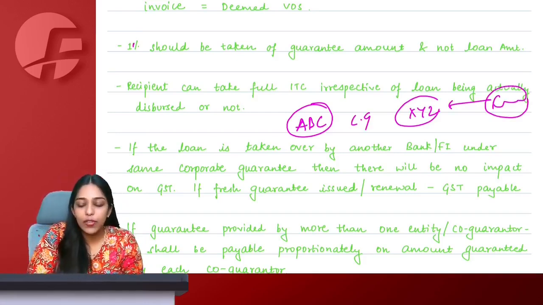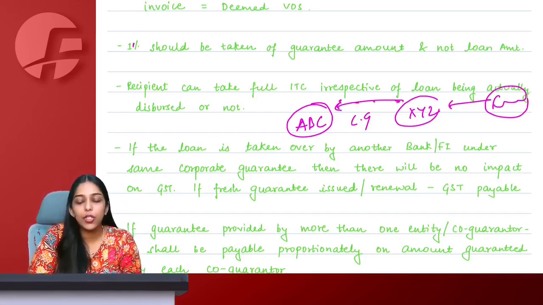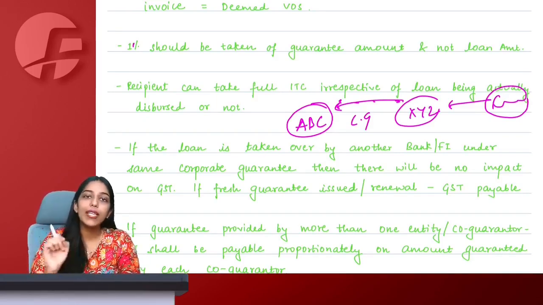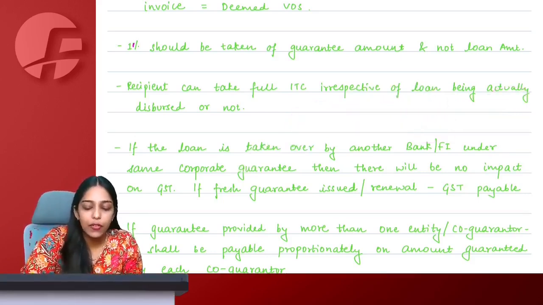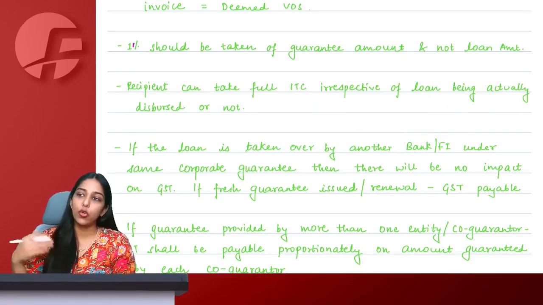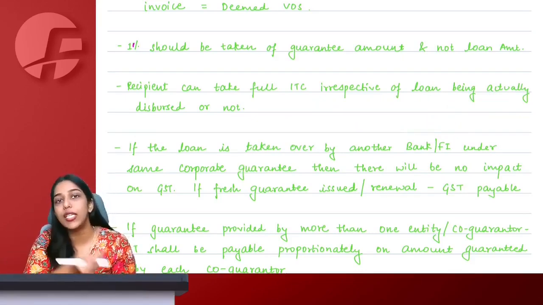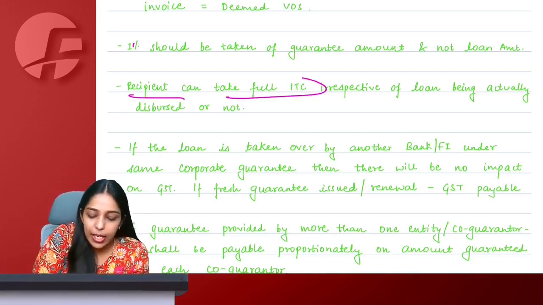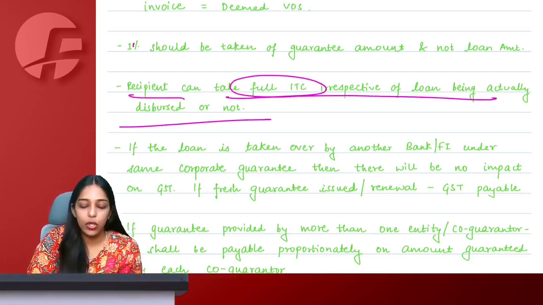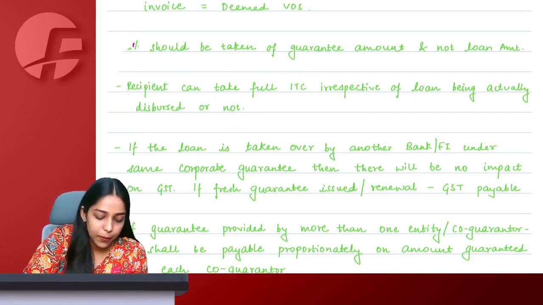So whatever GST XYZ has paid to ABC only for corporate guarantee services, I can take the ITC once the guarantee is issued. Even if the loan is not disbursed, that's absolutely fine. I don't have to wait for the loan to get disbursed to take the ITC for the guarantee service GST that I have paid. So the recipient can take full ITC irrespective of the loan being actually disbursed or not.